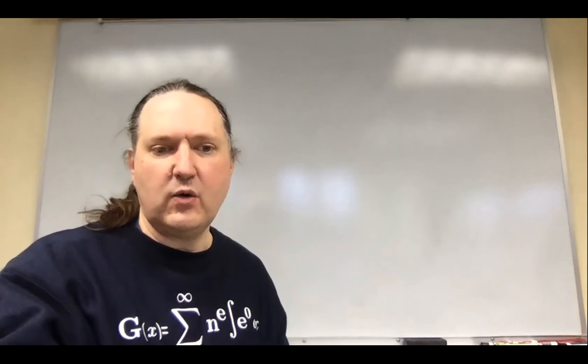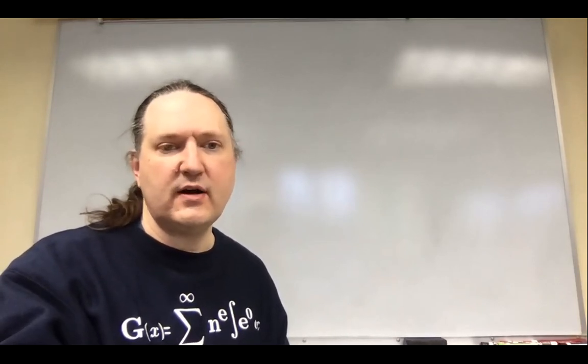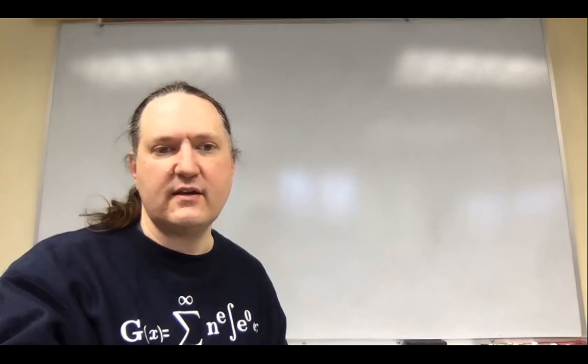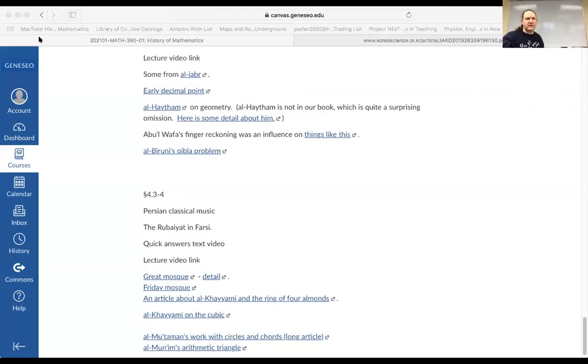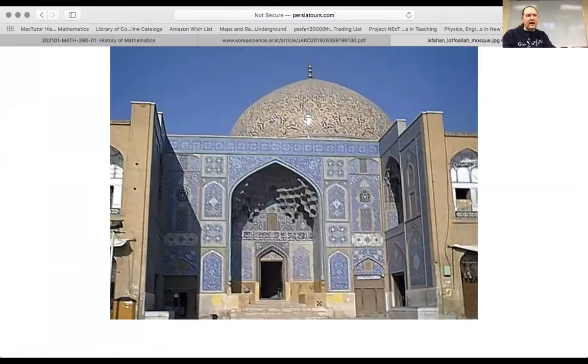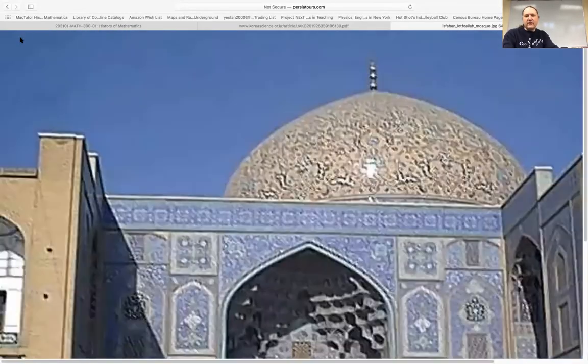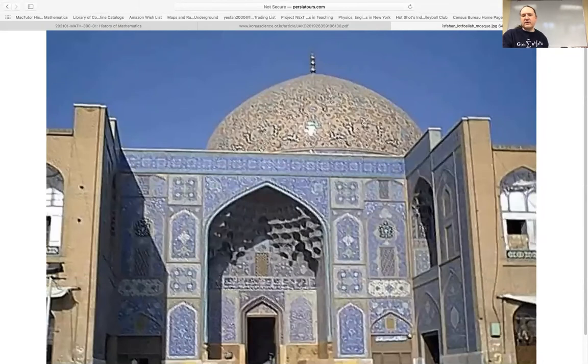I want to give you a little bit of motivation for this. So let's, as is usually the case, come back to our course materials. Let me show you a picture. There's a picture. This is the Great Mosque in Isfahan, which is, I can make that larger. That's a little too large. Where Khayyami was working.